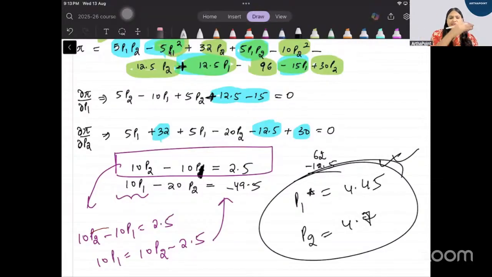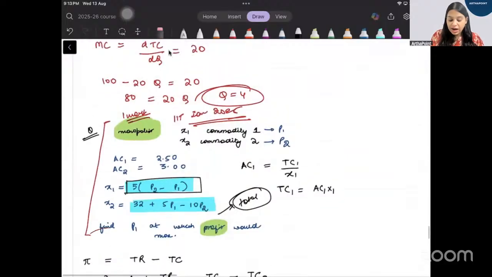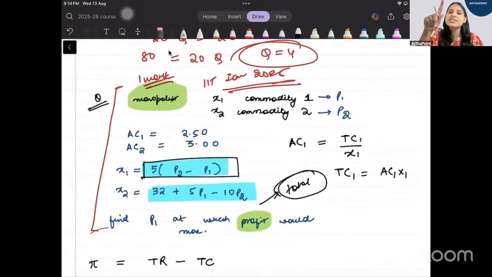So the idea here is not to do the calculations. I know you can go ahead and do that. Do it very carefully. Look at the signs, plus and minus. The idea is to understand that we have never done a case in monopoly till now where there are two commodities sold by a single individual and we were asked to find the price. Such a case has not come, right?